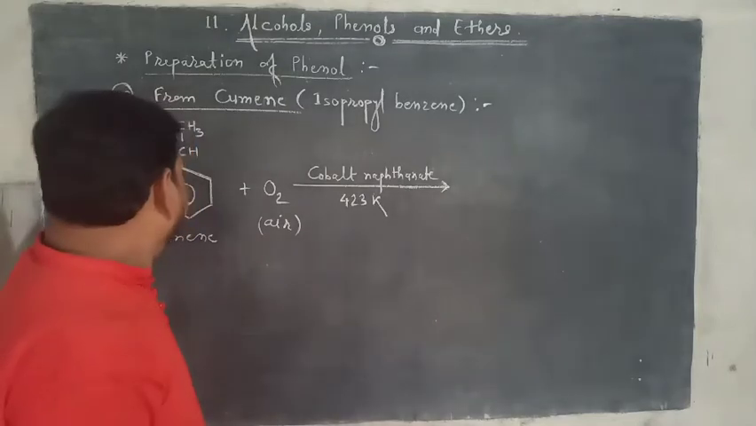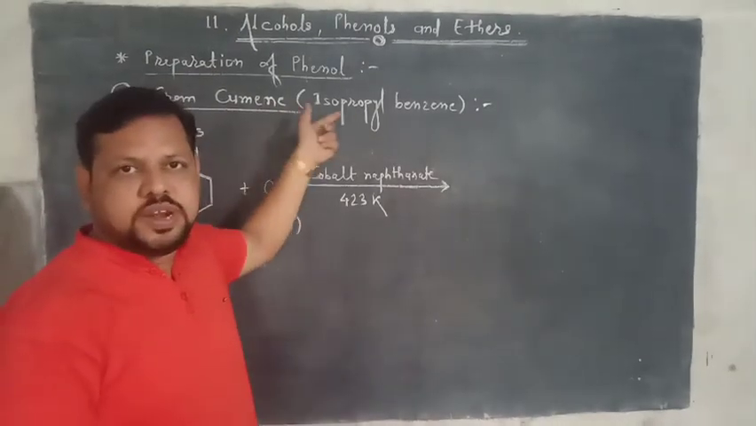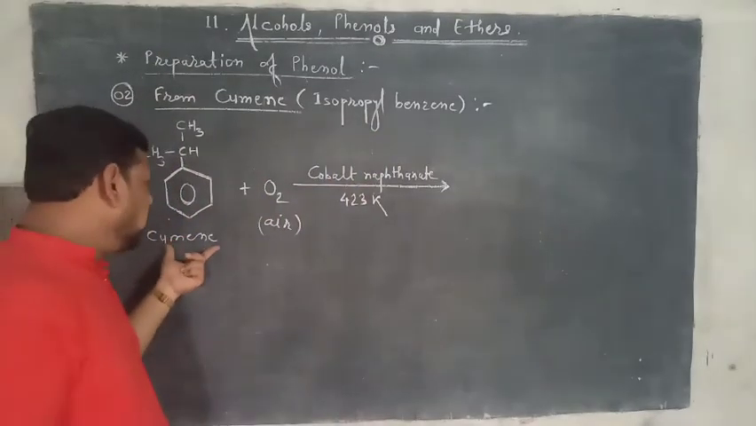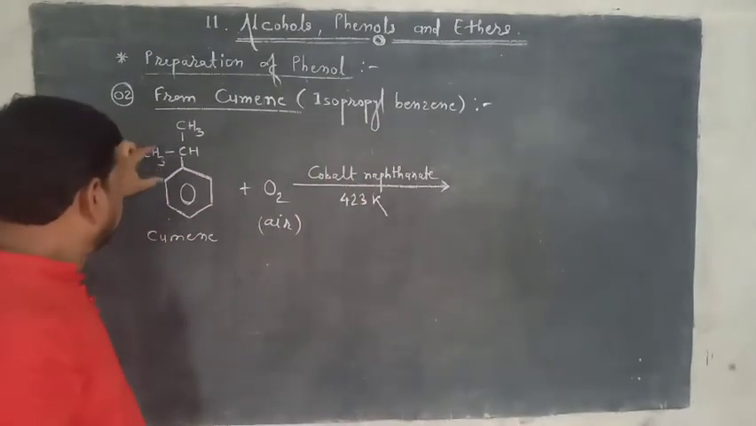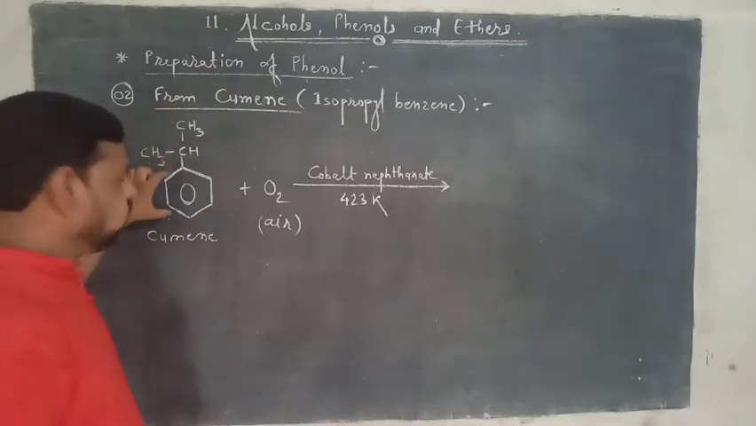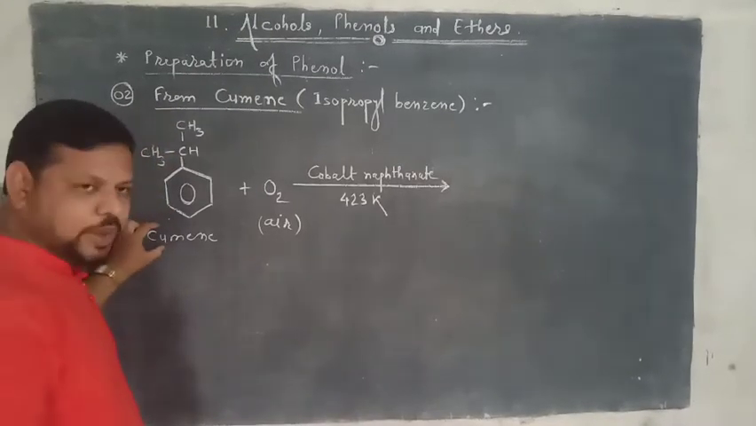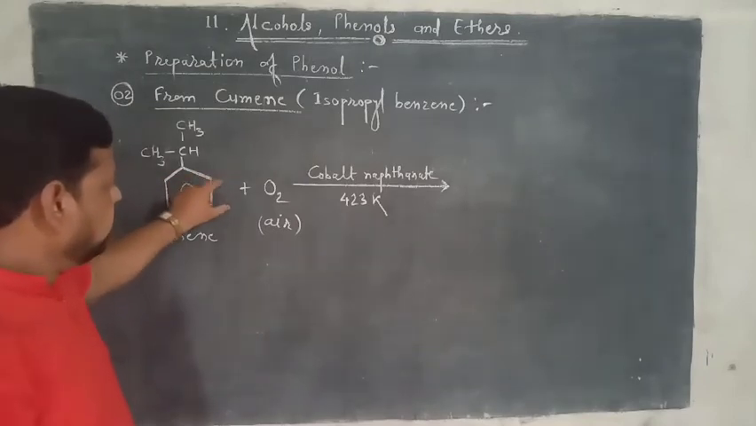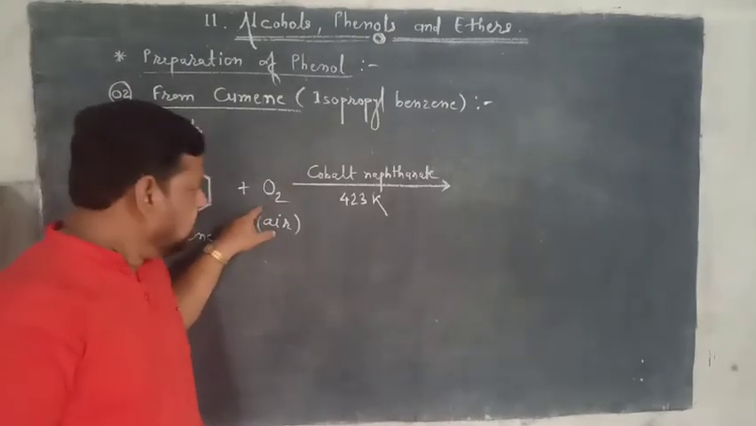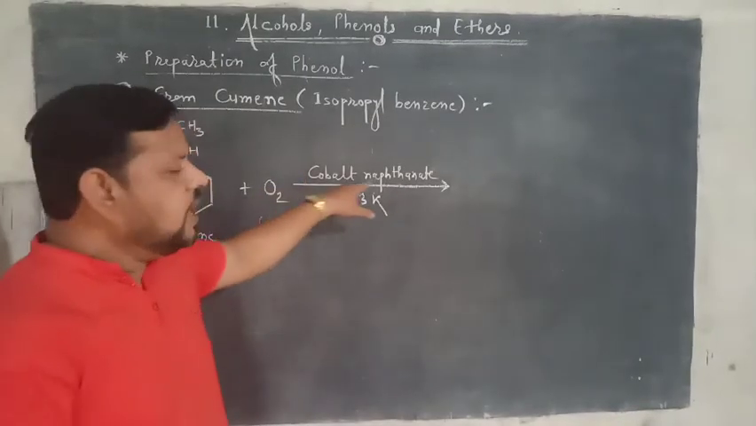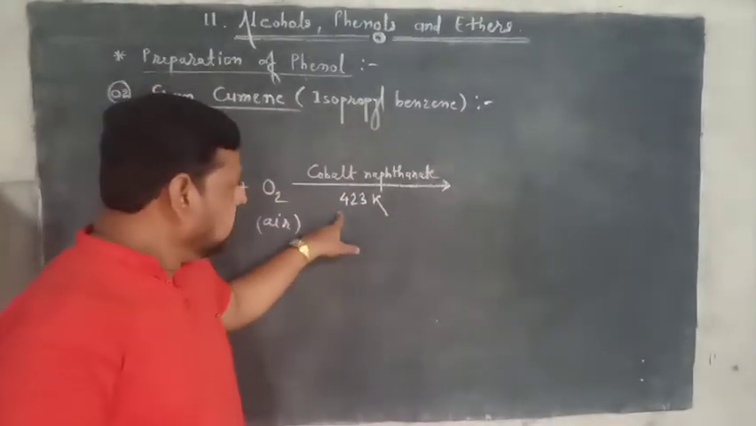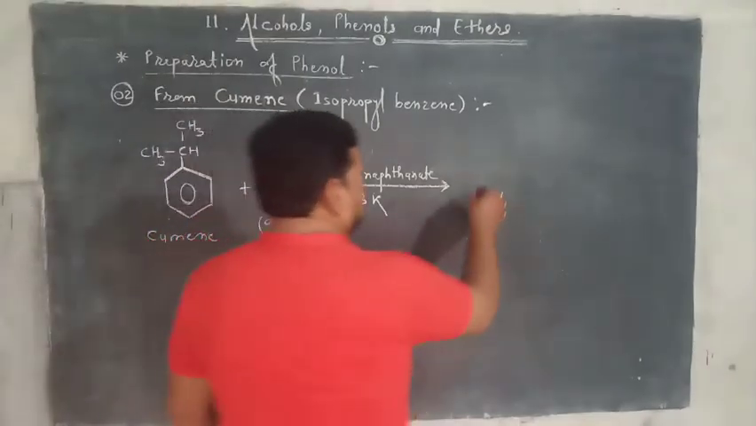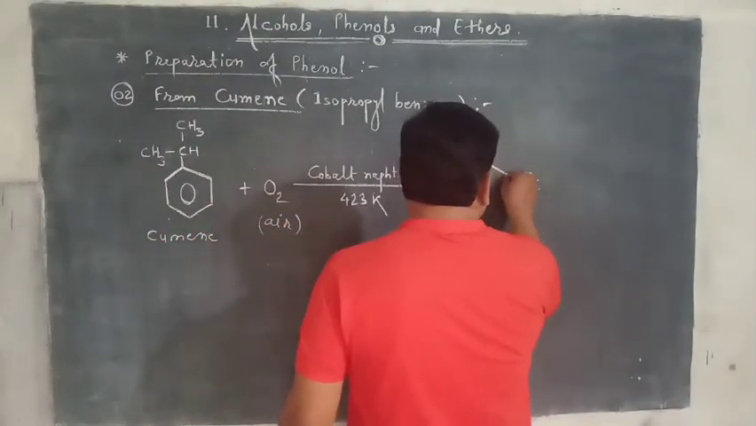Then the second method is from cumene. Cumene is also called isopropyl benzene. See here the structure of cumene. This is the isopropyl group attached to this benzene. It is also called cumene, isopropyl benzene. This isopropyl benzene is oxidized by air in the presence of cobalt naphthenate at 423 Kelvin temperature. Then it gives cumene hydroperoxide.